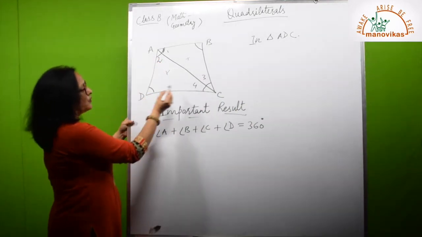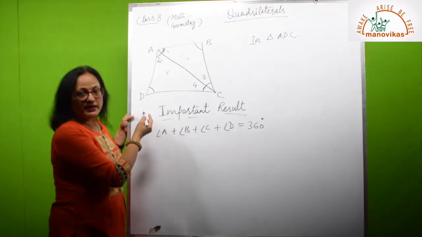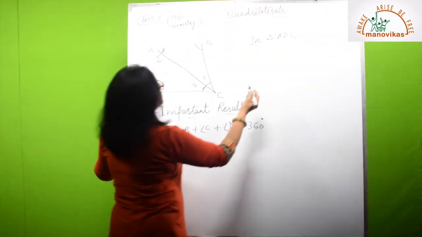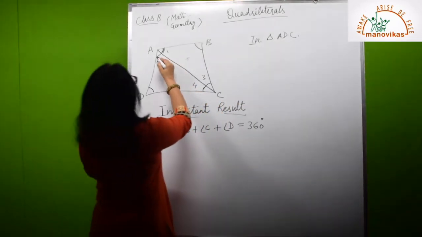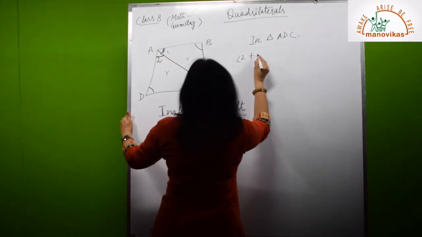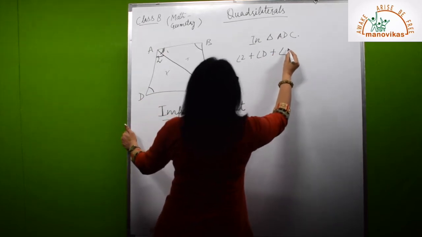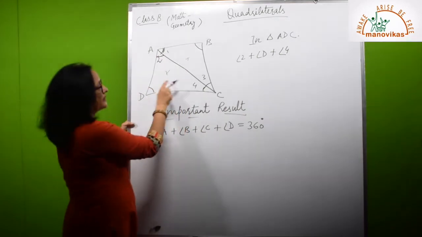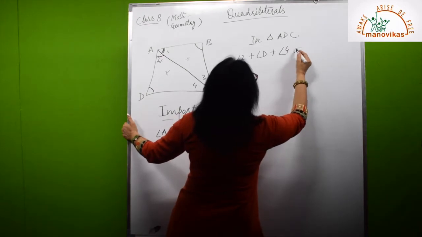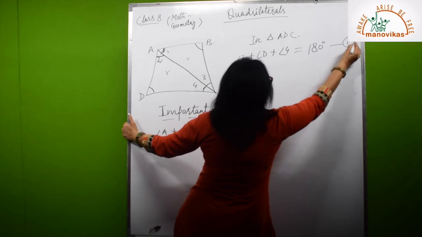If we add all the three angles of this triangle, you know the result. The sum of three angles of a triangle is equal to 180 degrees. So in this triangle ADC, the three angles are angle 2 plus angle D plus angle 4, and as I said, the result is equal to 180 degrees. Suppose this is equation number 1.